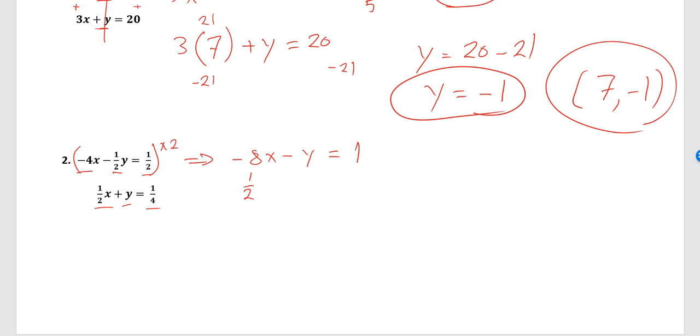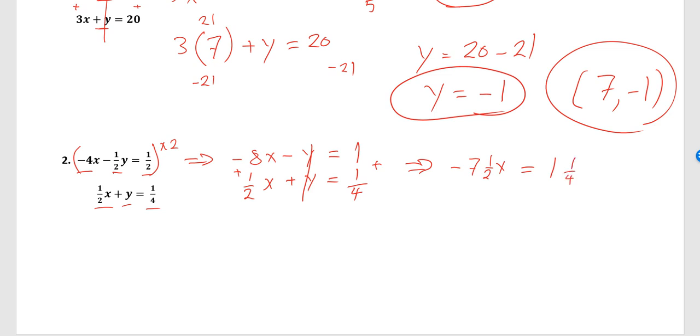With the second equation, which is 1/2 x plus y equals 1/4. Now look at that, right? So now we have the y's as additive inverses. So if we just added these two equations, right, the y's would cancel out. So we would get minus 8x plus 1/2 x is minus 7 and 1/2 x equals 1 and 1/4, right?